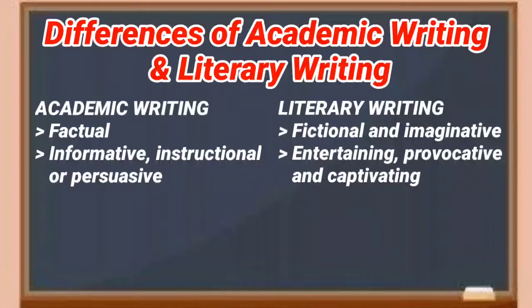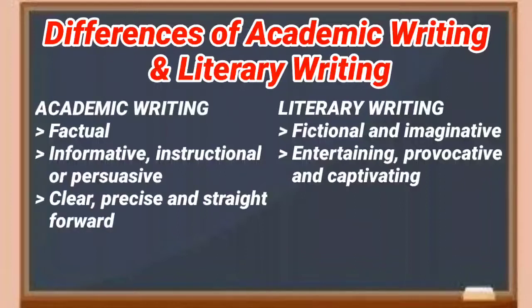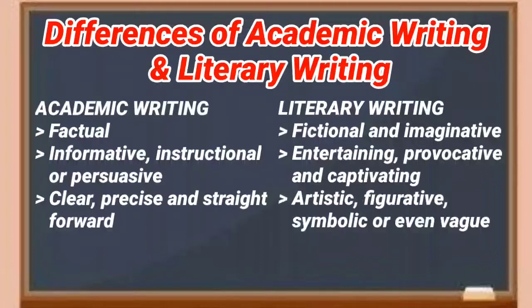In academic writing, it has clear, precise, and straightforward text. Unlike literary writing, it shows artistic, figurative, symbolic, or even vague text. Academic writing is objective, while literary writing is subjective.